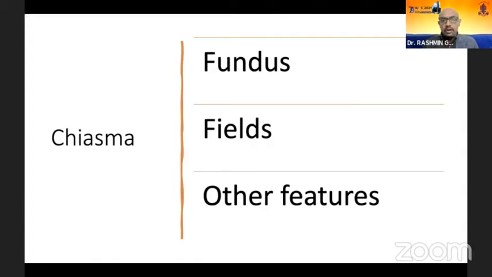Mainly what you are looking for in visual fields is a temporal hemianopia respecting a vertical midline. So any predominant temporal visual field defect, you should be suspicious of this. Other features like nystagmus, seesaw nystagmus, or post-fixation blindness should also be looked at.